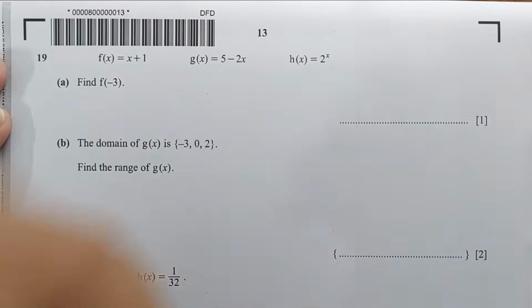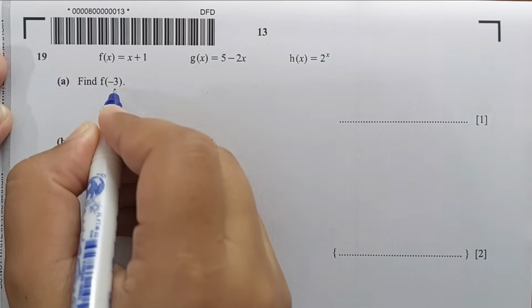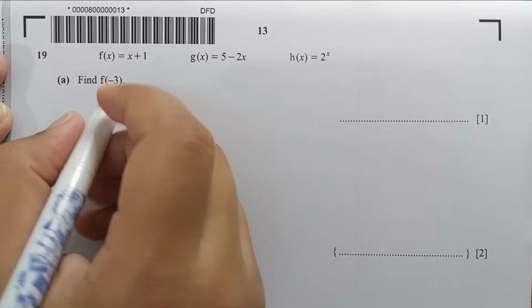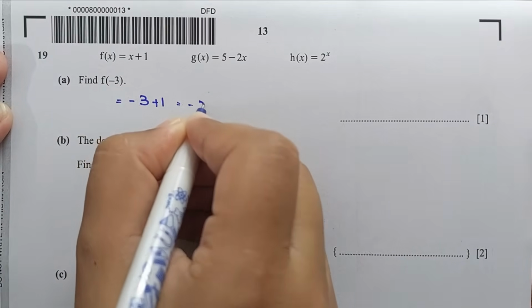Question number 19, we have a function f of x, g of x, and h of x. Part A, find f of negative 3. Just substitute x equals negative 3. So negative 3 and positive 1, that is minus 2.